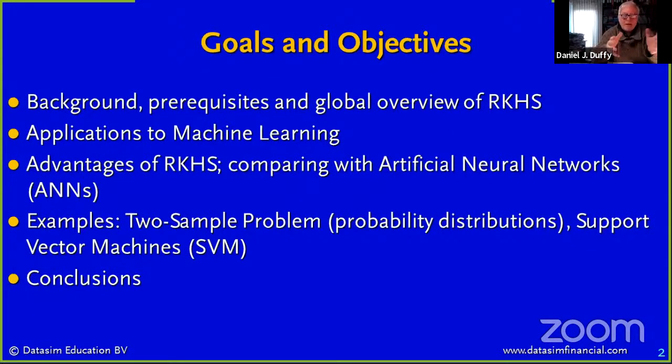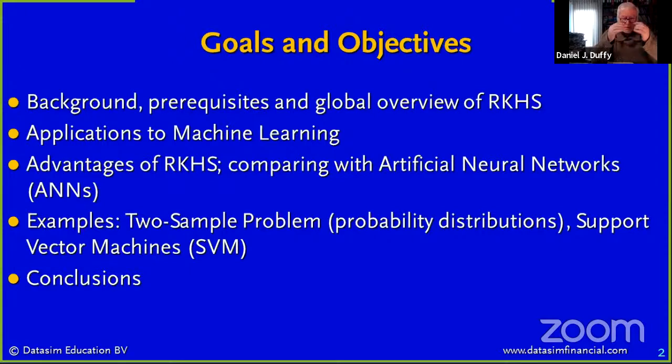Before I start out, I want to talk about the goals. What's the background? The background to kernel methods in particular, but also on a deeper level, the background to functional analysis, where kernels came from. Kernels weren't invented by machine learning people. They were invented by mathematicians at least 120 years ago. I want to give a global overview, if that's possible, of kernel methods and reproducing kernel Hilbert space.